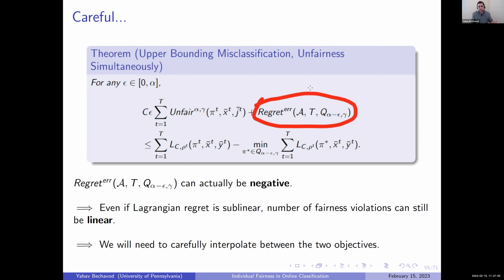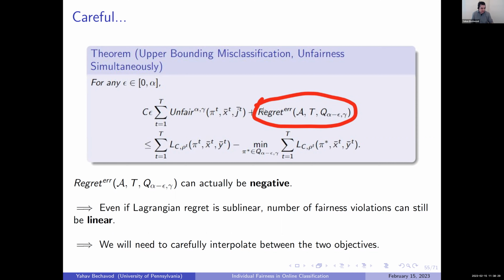In general, we don't really care about this regret being negative. This is a good thing. But here, if this part is negative and this is large enough, then what can happen is that the unfairness term, like the number of rounds on which we have a fairness violation, can explode. It can be linear. So we don't want that. We want the two terms being simultaneously sublinear. And for that, we will need an extra interpolation argument, which is in the papers.